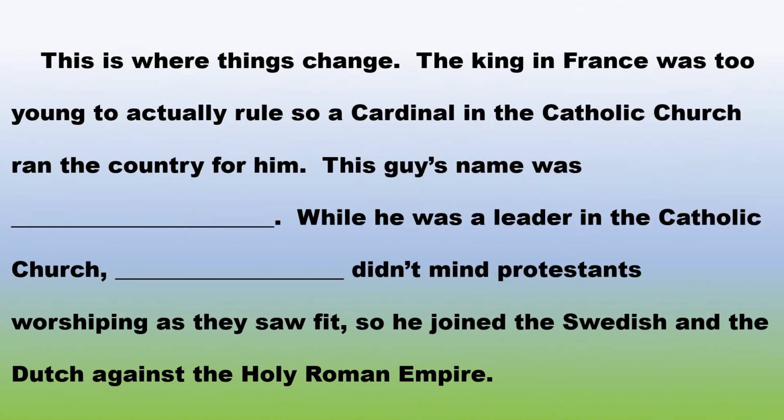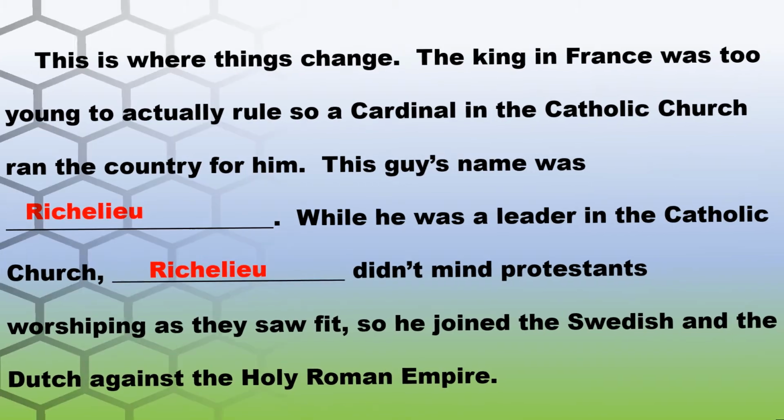This is where things changed. The king in France was too young to actually rule, so a cardinal in the Catholic Church ran the country for him. This guy's name was Richelieu. Richelieu, yeah. While he was a leader in the Catholic Church, Richelieu didn't mind Protestant worshiping as they saw fit. So he joined the Swedish and the Dutch against the Holy Roman Empire.